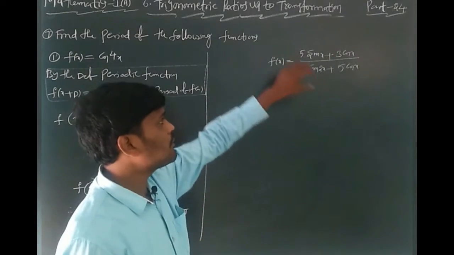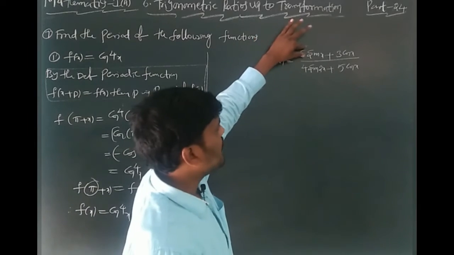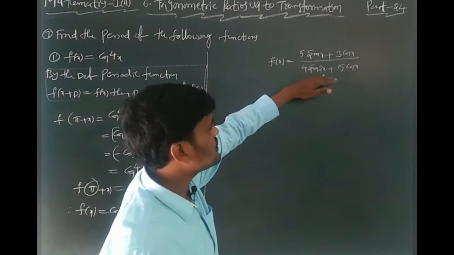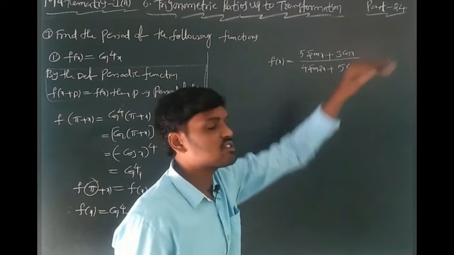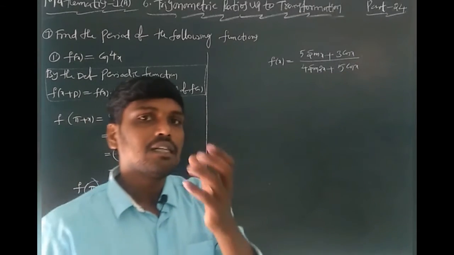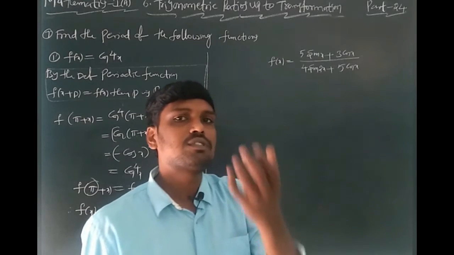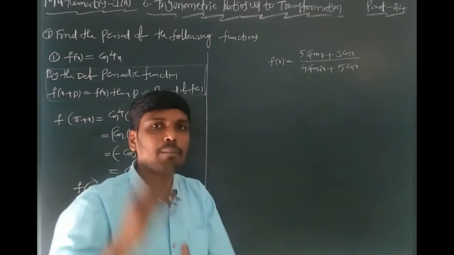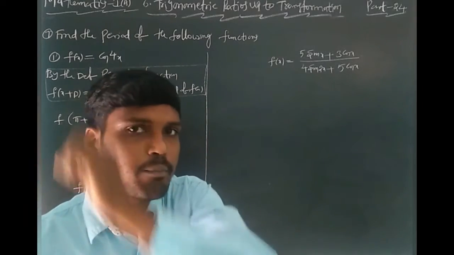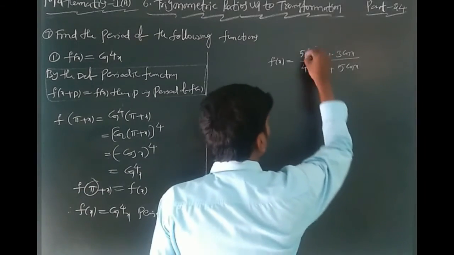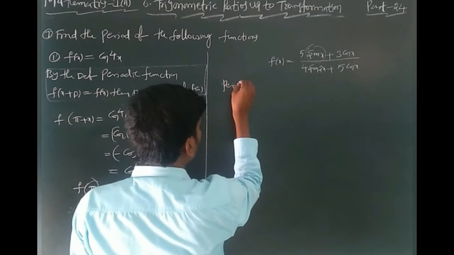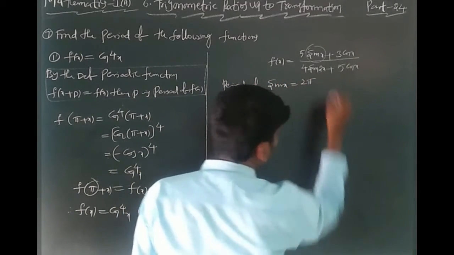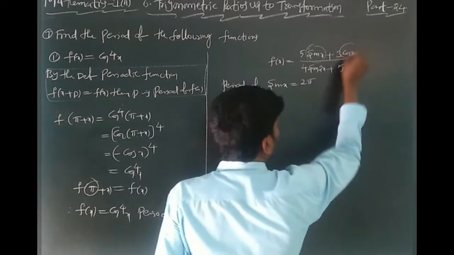In this second problem, f of x is equal to (5 sin x plus 3 cos x) whole by (4 into sin 2x plus 5 into cos x). In this problem you can use a shortcut method. First of all, there are different trigonometric functions. First you can find the period. What is the period of sin x? The period of sin x is 2 pi. Next, the period of cos x.